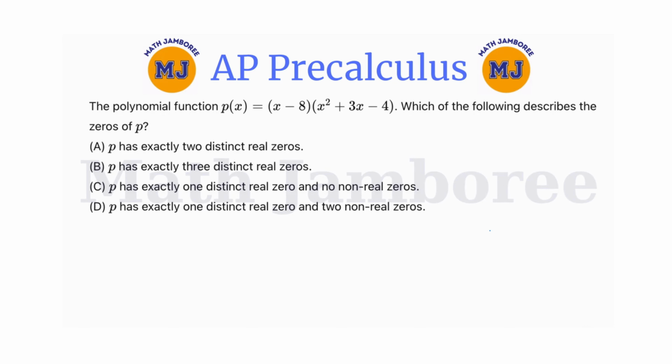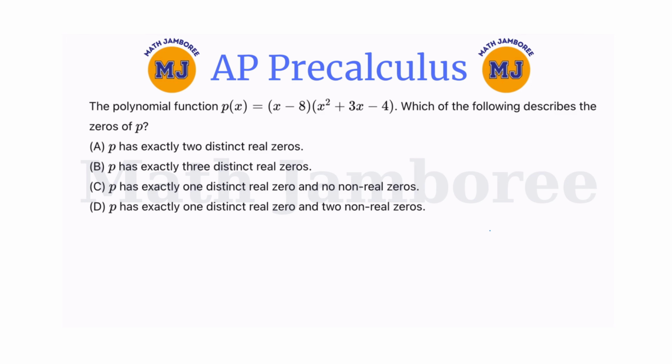In this video, we have another AP Precalculus type of question from the topic of polynomial functions and complex zeros. The polynomial function p of x equals (x minus 8)(x squared plus 3x minus 4). Which of the following describes the zeros of p?